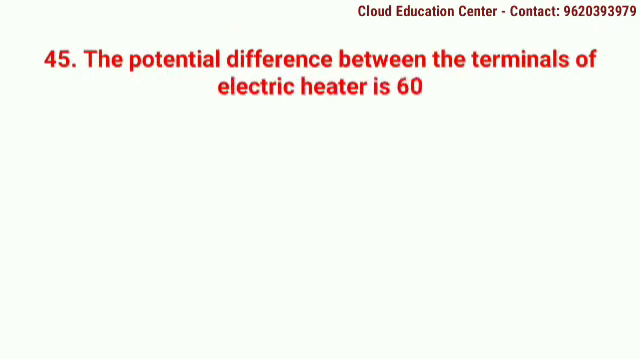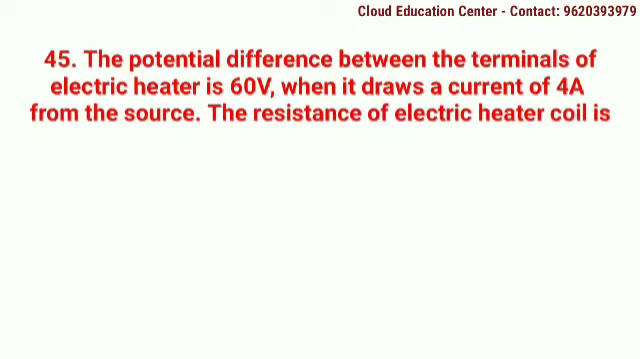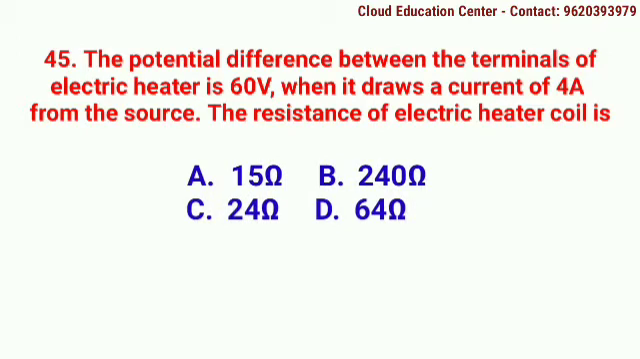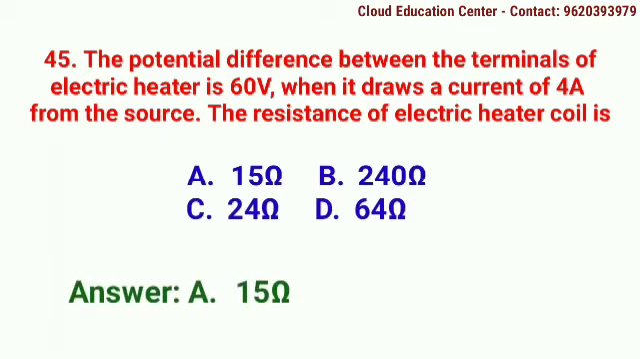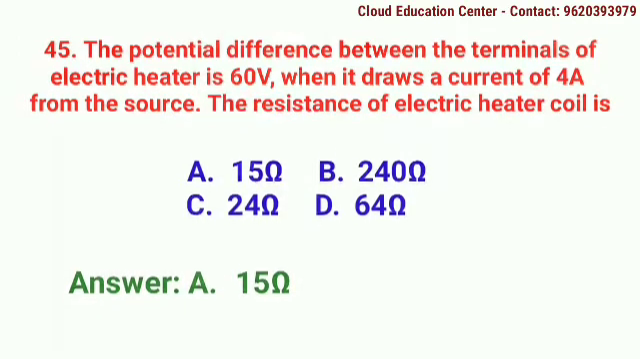The next question is, the potential difference between the terminals of an electric heater is 60 volts. When it draws a current of 4 ampere from the source, the resistance of the electric heater coil is. There are 4 options. If you use Ohm's law, which is getting displayed on the screen, R equal to V by I. So the correct answer is option A, 15 ohms.